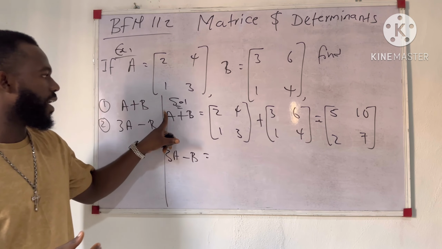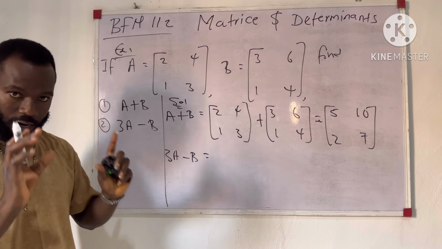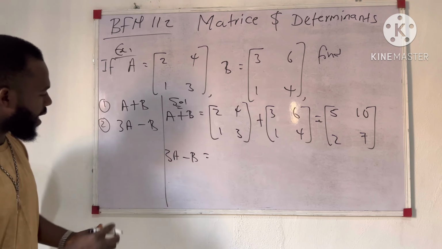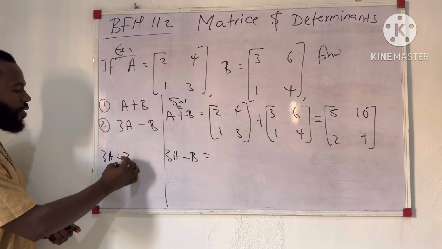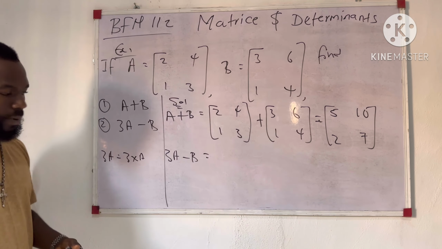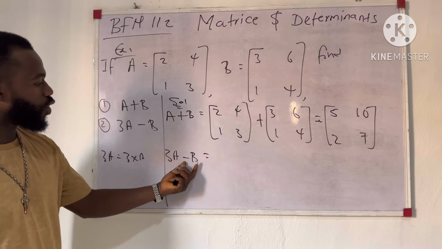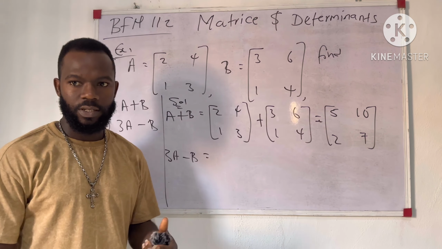In question 1, A has a coefficient of 1. But in question 2, A has a coefficient of 3. And we all know that 3A simply means 3 times A. So it simply means that 3 will multiply all the elements in matrix A before we subtract matrix B from it. So let's arrange it.